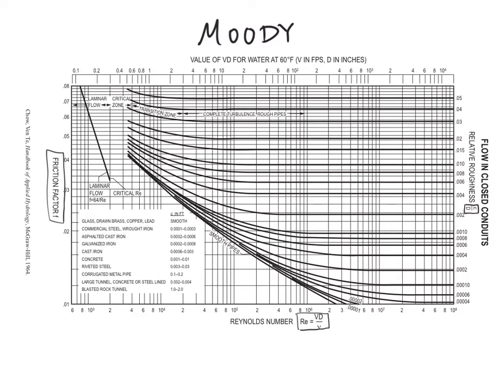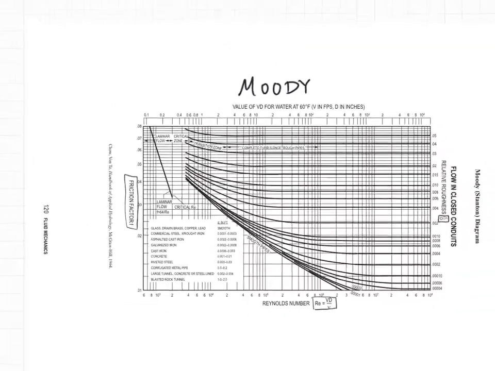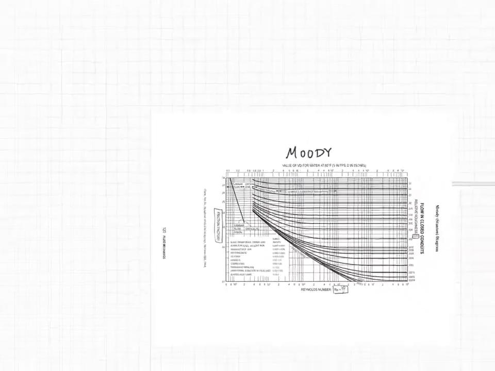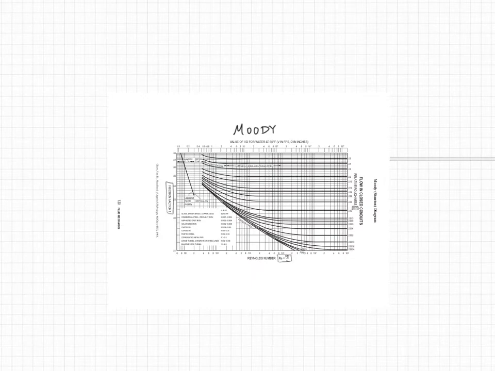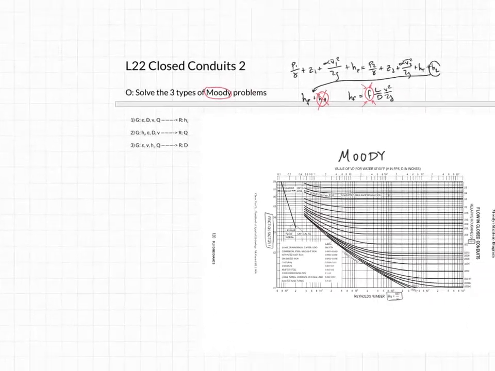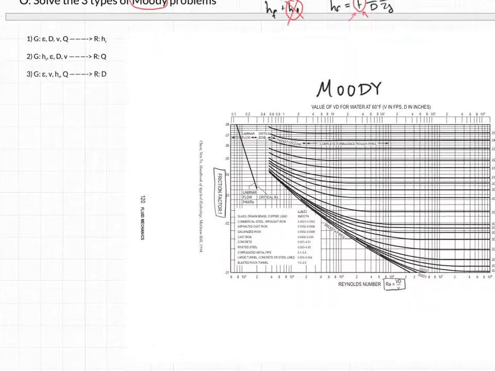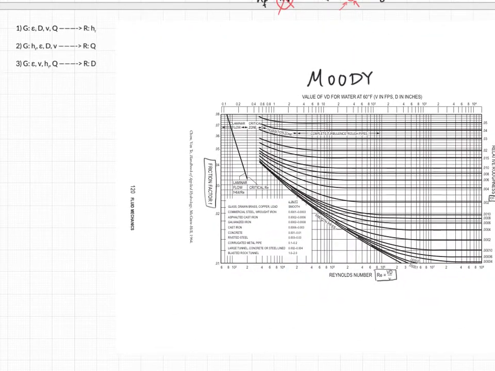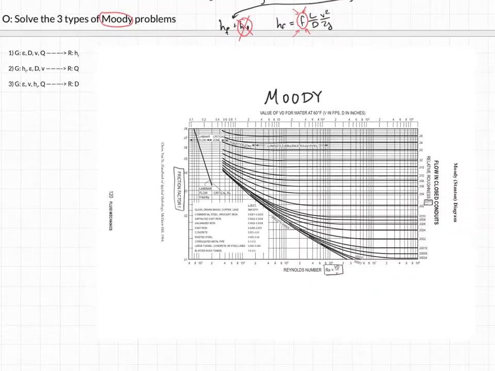So, in light of that, let's shrink this. Can I shrink just the Moody thing? Come on, there you go. And what we want to do here, and nobody ever did this for me when I was taking this course, but I think it's good to think about this in terms of what they call the three types of Moody problems, and it depends on what you're looking for.